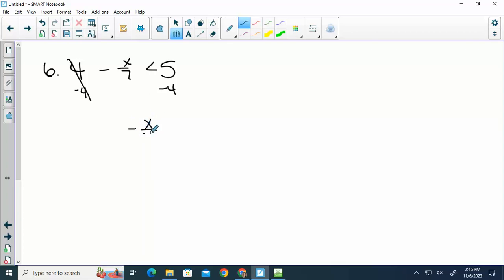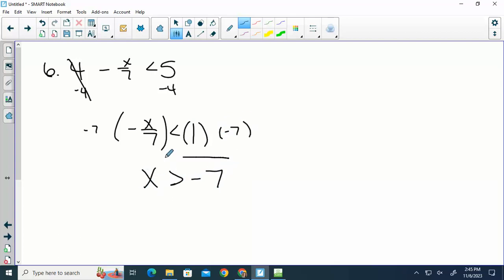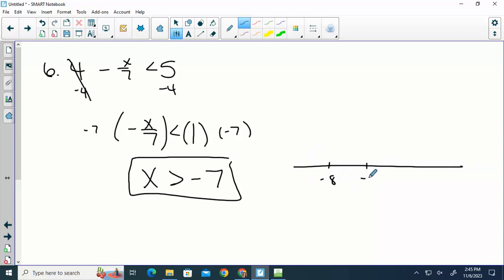So negative x over 7 is less than 1. Then what would we do? Multiply by negative 7. And when you multiply by a negative, what happens to your inequality? Flip. So we have x is greater than negative 7. So that's our solution. When we graph it, greater than would put an open circle, and it was everything larger, so it went to the right.